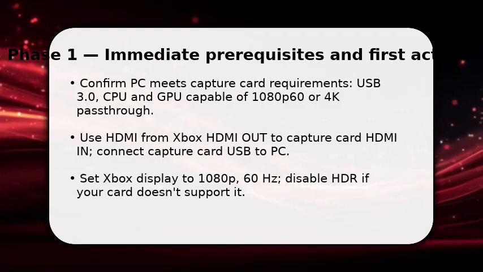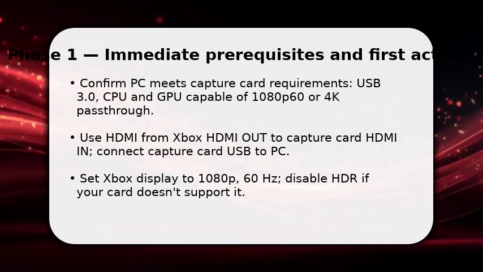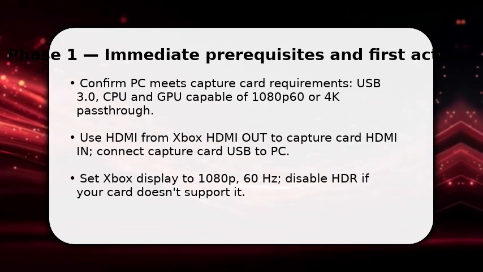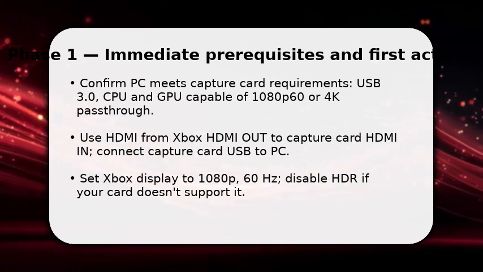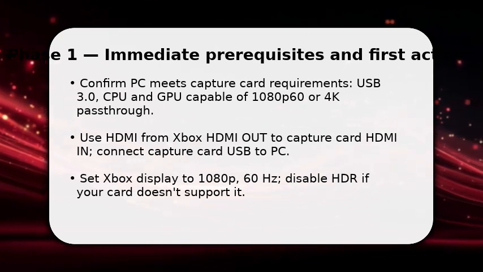You start by gathering essentials and acting now. Plug the Xbox HDMI OUT into the capture card HDMI in, then connect the capture card USB to your PC. Install any manufacturer drivers so the card is recognized, because drivers enable low-latency transfer and hardware encoding.